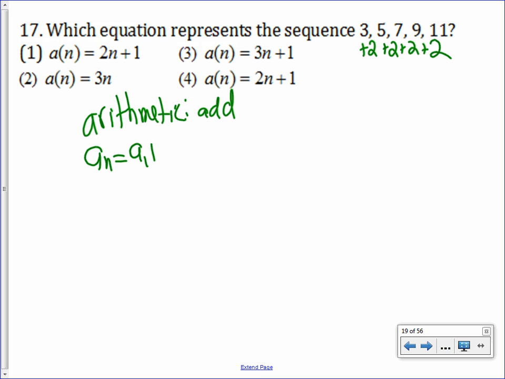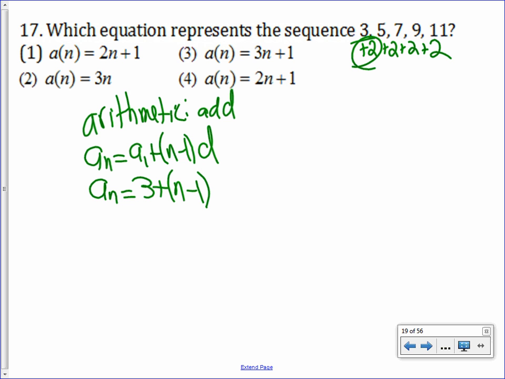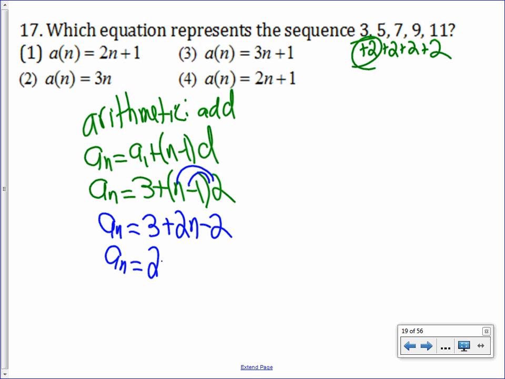a sub n equals a sub 1 plus n minus 1 times d. a sub 1 is the first term. The first term is 3. n minus 1 is n minus 1. d is the common difference, which is 2. From here, all you have to do is distribute and then combine like terms. a sub n equals 3 plus 2n minus 2. And when you combine like terms, you get 2n plus 1. They're both 2n plus 1. That's how you do it.